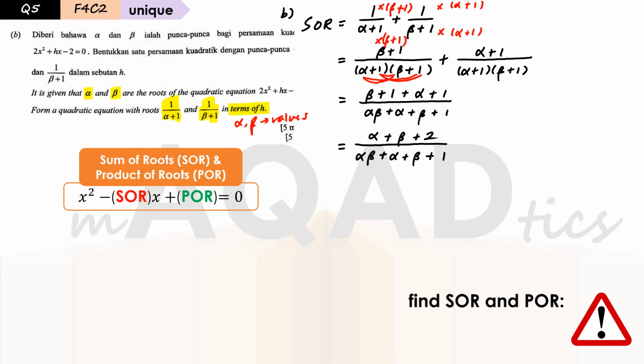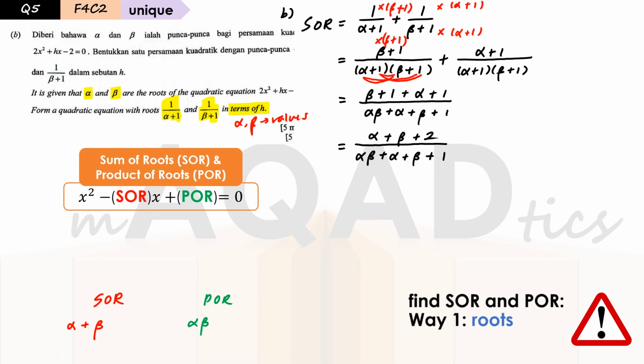The first way is we look at the alpha and the beta here, because it says alpha and beta are the roots of the quadratic equation. From the alpha and the beta, let us find out the SOR and the POR. SOR would be adding up these two values, so it would be alpha plus beta. And for the POR, it's just multiplying the alpha and the beta. This is the first way of finding out SOR and POR.